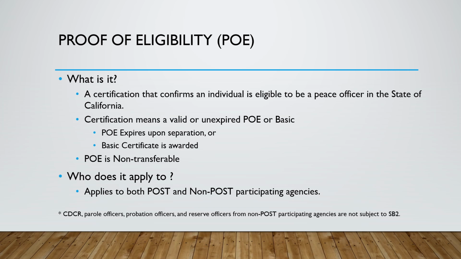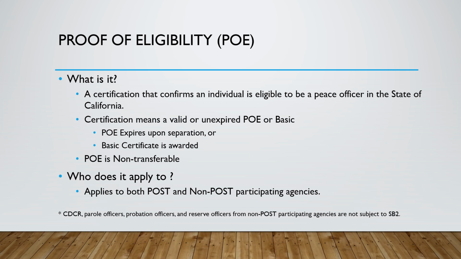Some of the main differences between a proof of eligibility and a basic certificate are, 1, that the proof of eligibility is non-transferable. It is both officer and agency specific. That means that an officer may have multiple proofs of eligibility in their possession. Perhaps they are a reserve officer who was never a full-time peace officer issued a basic certificate, and they are a reserve officer at multiple agencies. They would be required to have a proof of eligibility assigned to each agency for which they are employed.